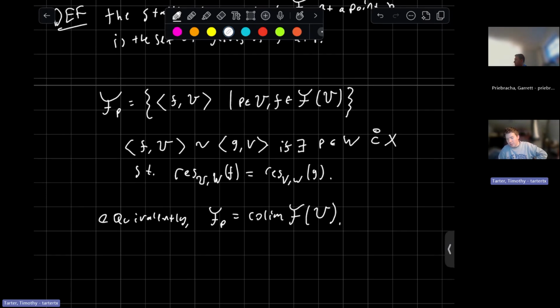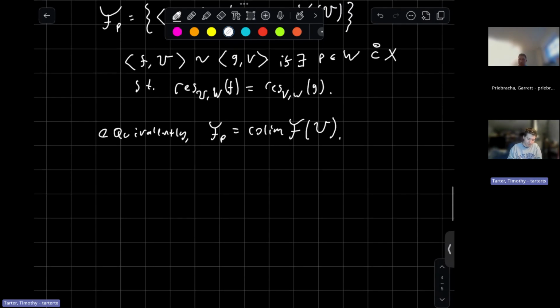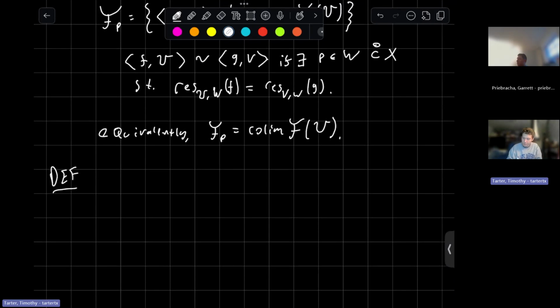The general value of a section at a point doesn't make sense unless it's a locally ringed space. That's an important thing. Okay, so now we can finally define sheaves. A pre-sheaf F is a sheaf if we have two axioms.